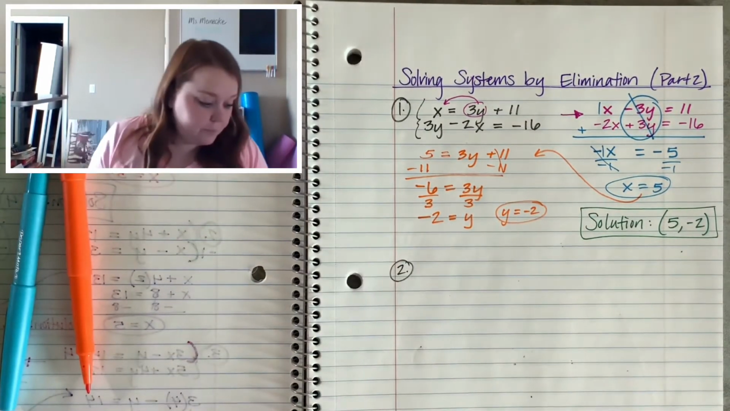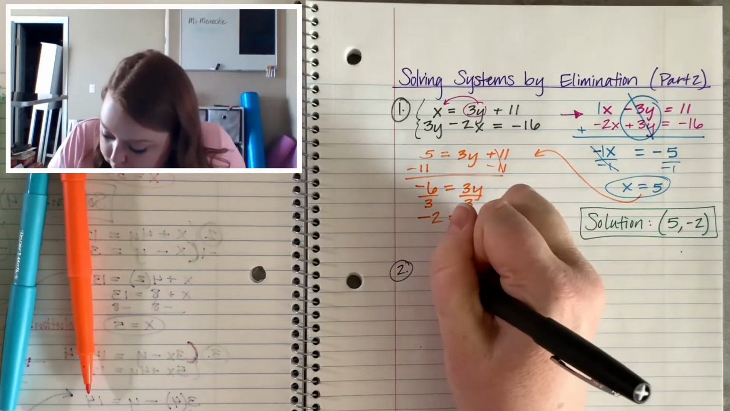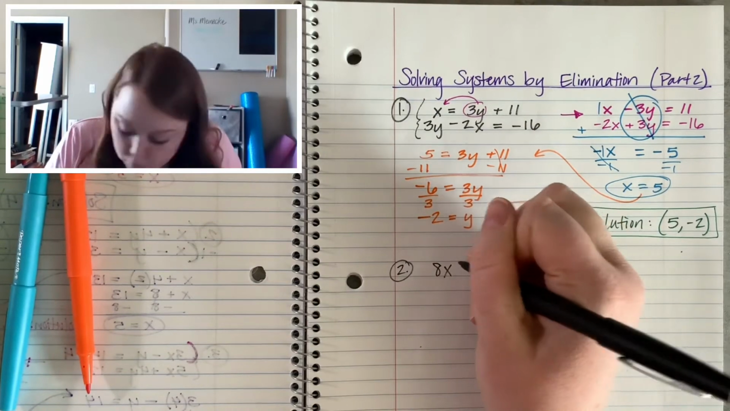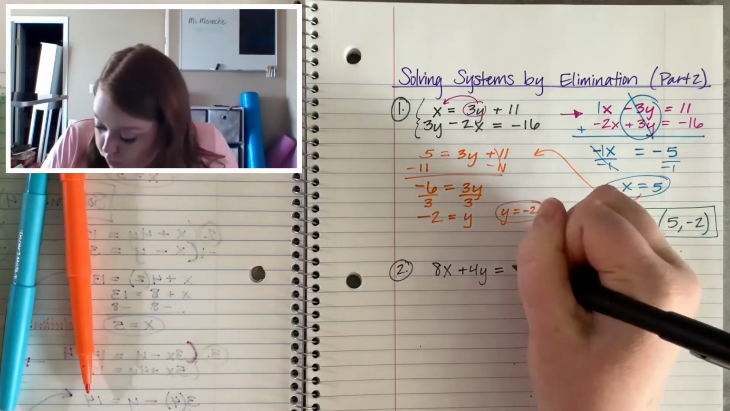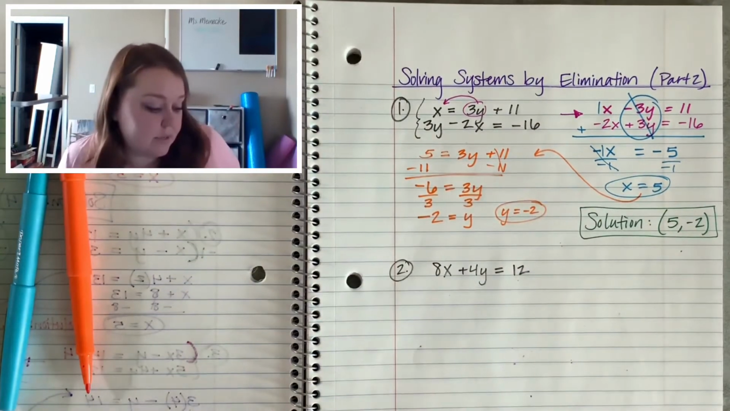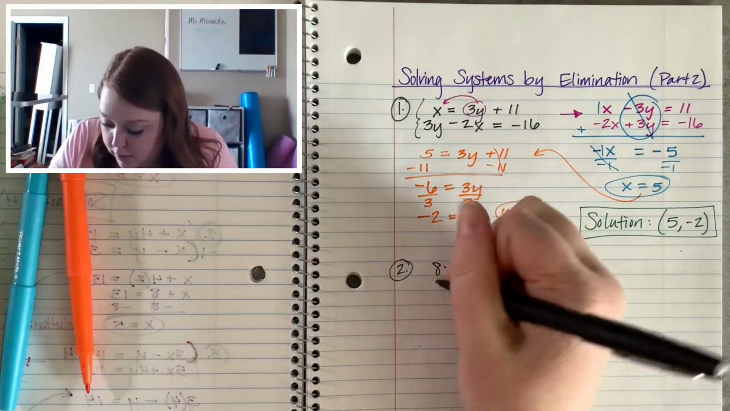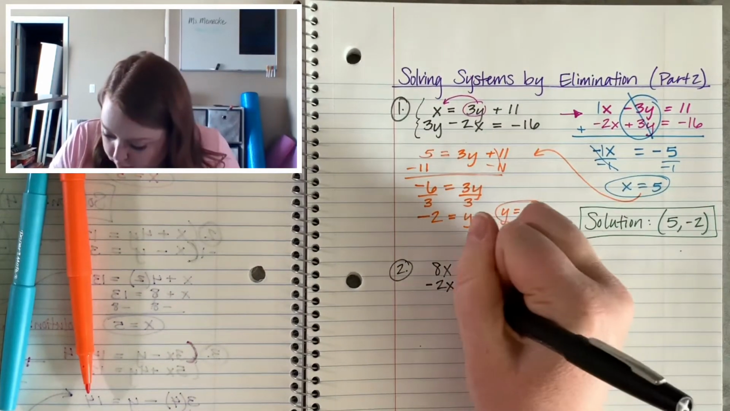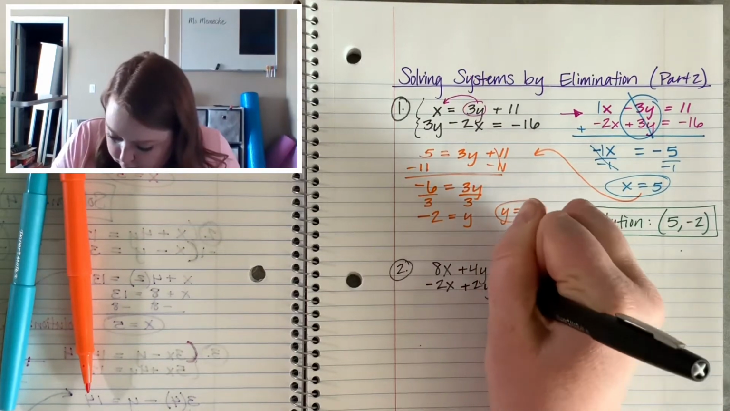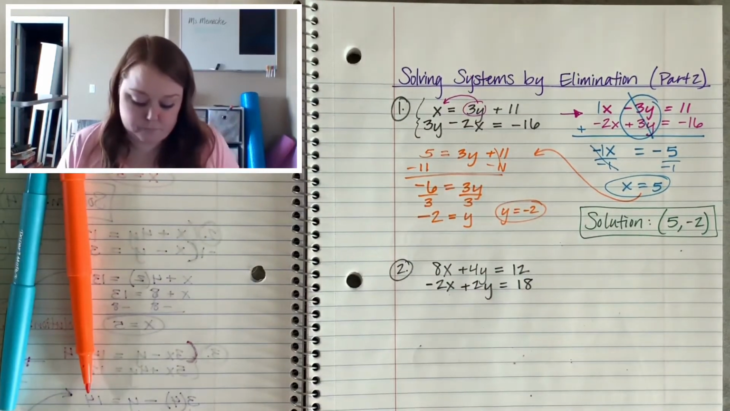Second one, here we go. 8x plus 4y equals 12. 8x plus 4y equals 12. Second equation, negative 2x plus 2y equals 18.